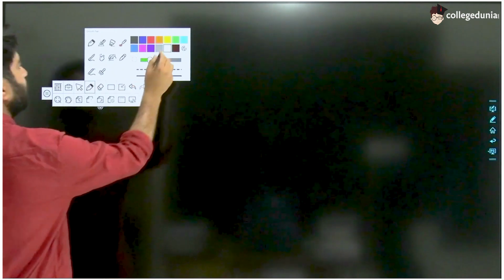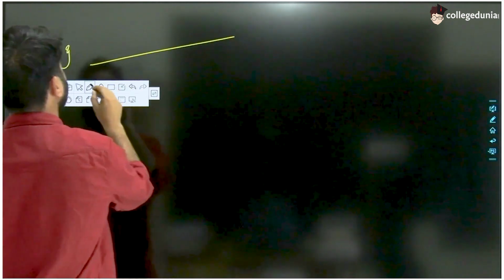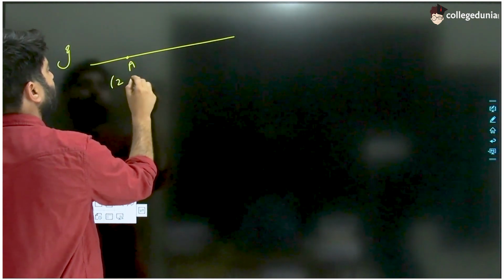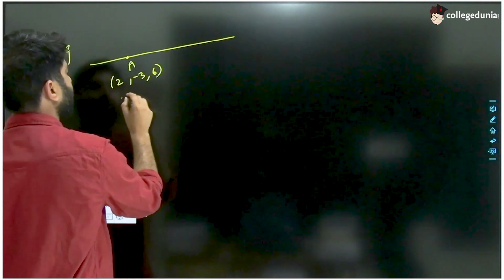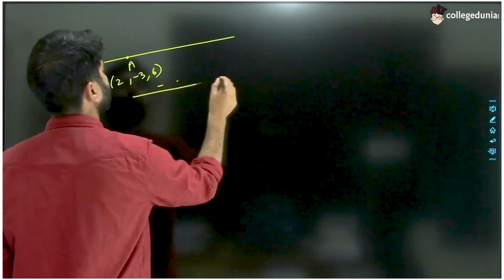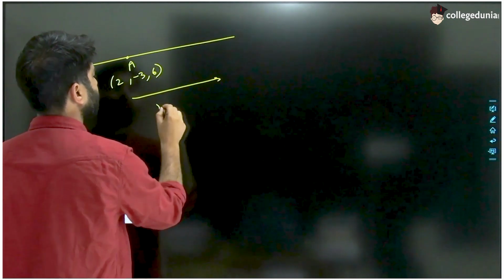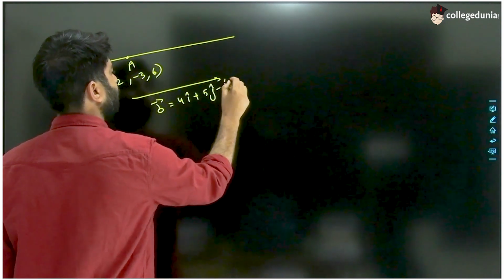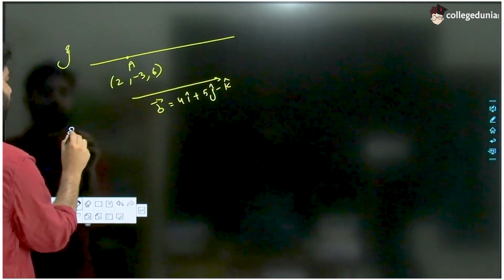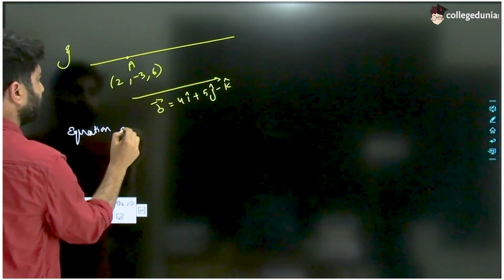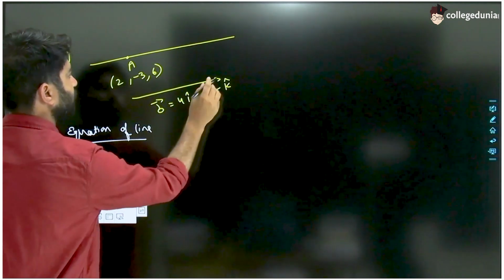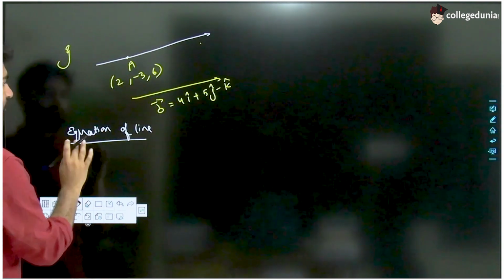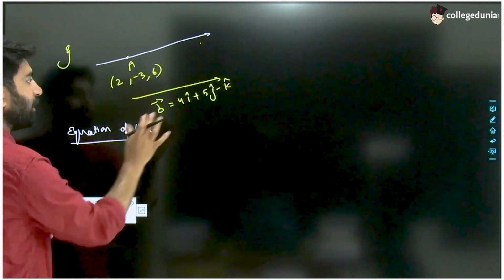For example, let's say there was a line passing through point A, and the coordinates of A were 2, minus 3 and 6, and there is a parallel vector B which is 4i plus 5j minus k. Now we have to find the equation of the line. This is a parallel vector and this is the straight line.